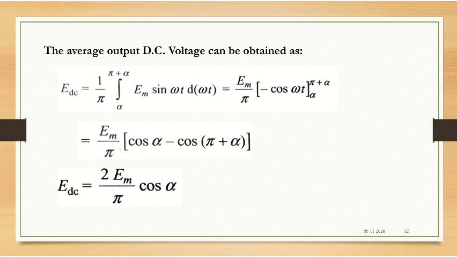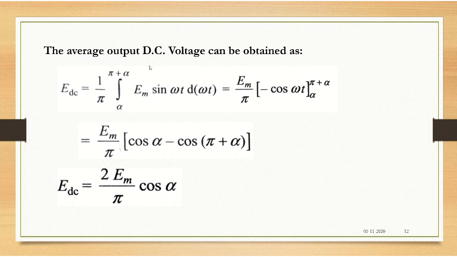So the average output voltage, as we discussed just now, can be controlled by varying alpha between 0 to pi, by controlling the phase angle, that is, the firing pulses that would be applied at the gate terminals. The output voltage can be controlled.